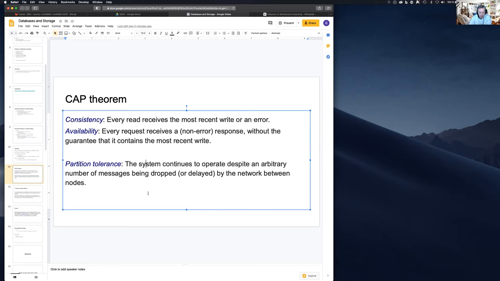And then this means that the system continues to operate even if we have some problems with the network. So even if some nodes become temporarily inaccessible, the system continues to work, right? And the CAP theorem says, in the presence of some failure, you have to choose whether you want consistency or whether you want availability, because you cannot have both, right? It is not possible in the presence of network failure or partitioning of your database to have both of these. You have to choose to have either one or the other. You cannot have both.